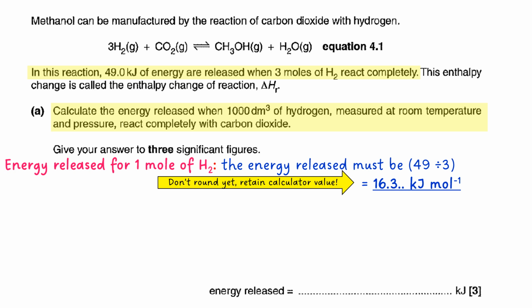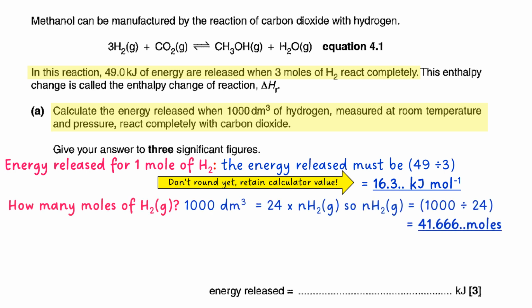The next thing we do is calculate the energy released when 1,000 decimeter cubed of hydrogen measured at room temperature and pressure react completely with carbon dioxide. So this is V equals 24n because it tells us that it's measured at room temperature and pressure, so that's a clue to use the V equals 24n formula rather than pV equals nRT.